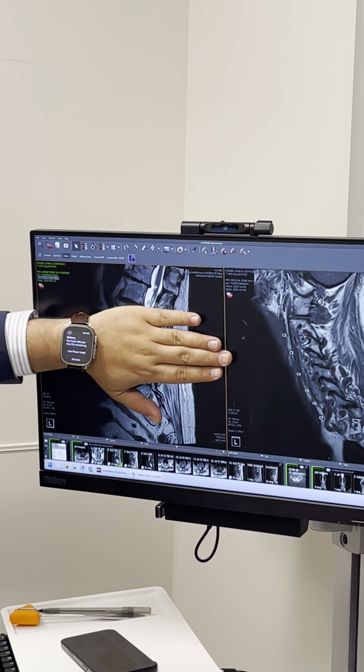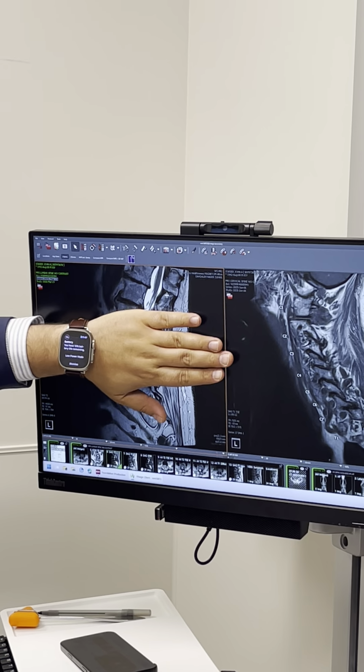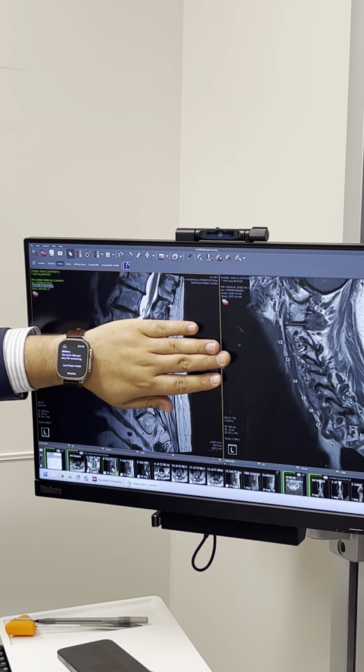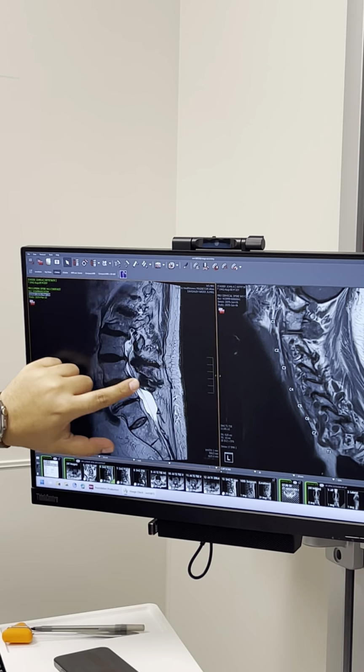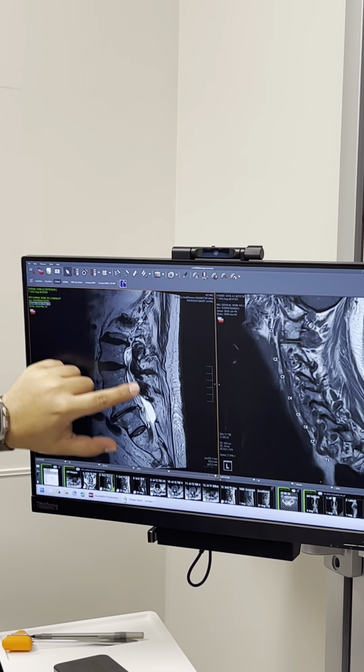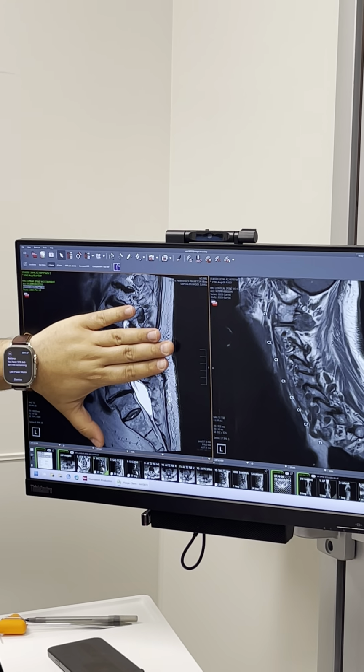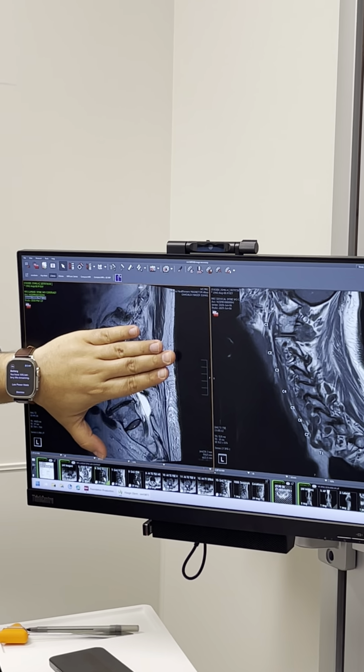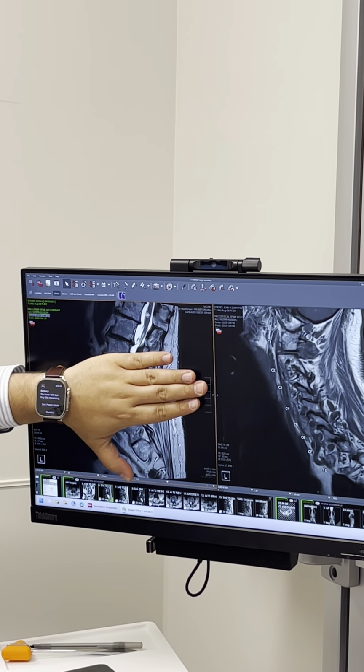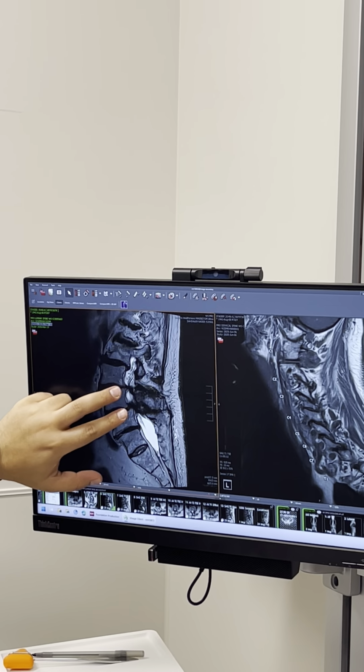Now this, if I hide this, that's normal. And that's where we have a problem, where you have a lot of pressure on these nerves throughout your spine. So it should be white. It should be like that, white, like here, or what I showed you here. This is what it should be like. But that's where you have a problem.